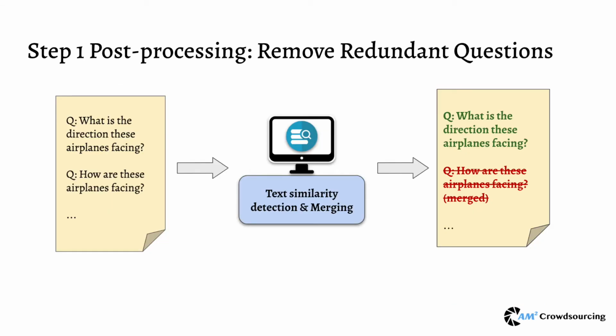However, the crowd's inputs are noisy. The same features can be interpreted by different words, although they actually mean the same thing. To maintain the diversity of our inputs, we use a natural language processing tool to merge similar questions together by checking the similarity of their phrases. For example, as shown in this slide, the question what is the direction this airplane is facing and the question how are these airplanes facing will be merged into one question. After filtering, each question from step 1 would represent a unique bias in the images.